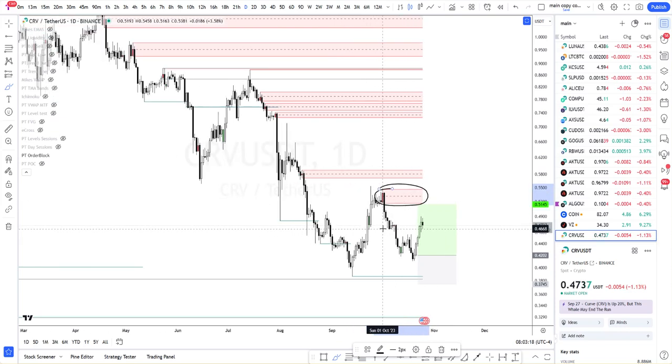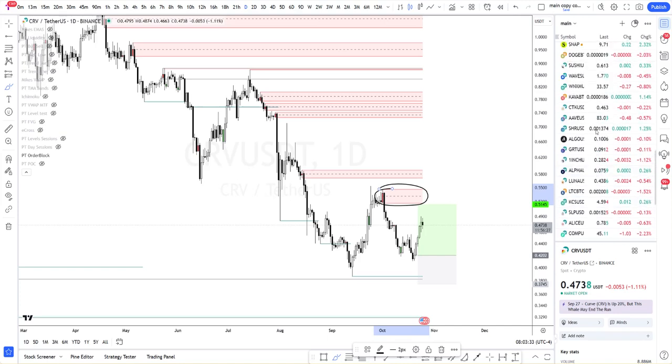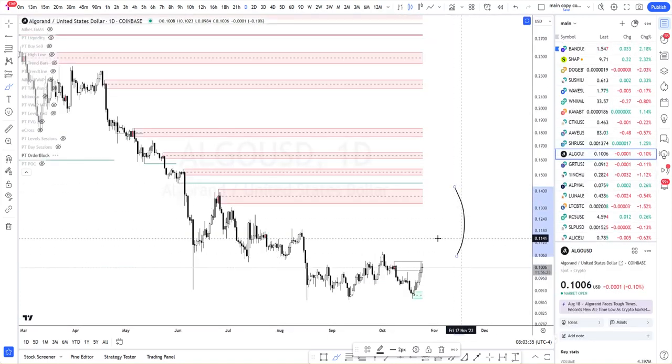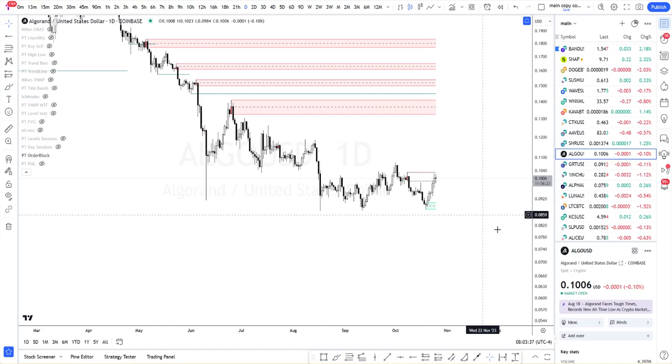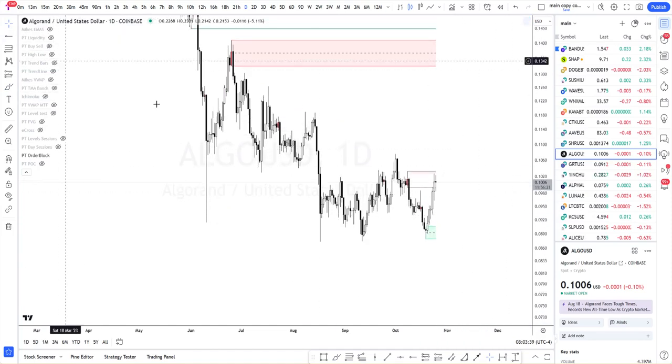The good thing about this order block indicator on the higher time frame, the daily, the 2-week or the 2-day, is you're able to catch moves and get out of them fairly easily without having to sit there and do multiple price action analysis. What else did I open up? Algo, same thing. Sorry, I didn't take any profit on Algo at all yet.